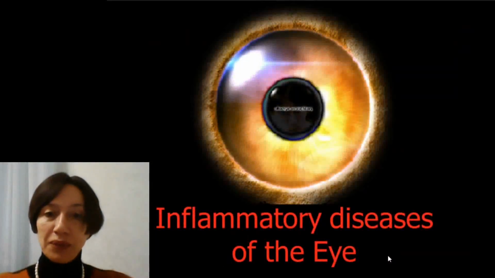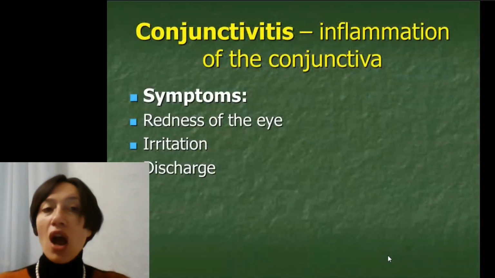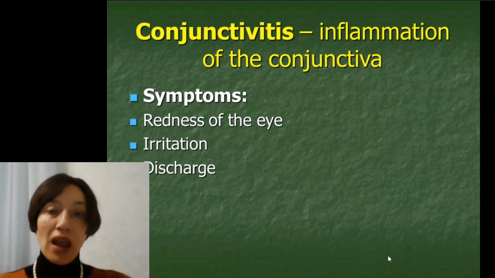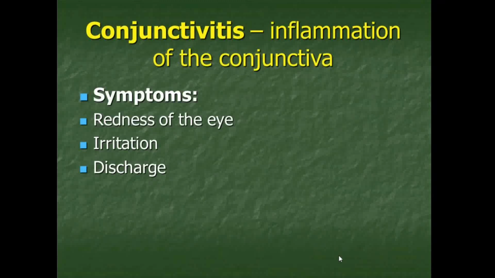Today's topic is inflammatory diseases of the eye. We start from the inflammatory disease of the conjunctivitis. 80% of all patients who come to ophthalmologists have conjunctivitis. So it's a rather frequent disease for young patients, for children, and for elderly patients also. Symptoms are very simple: redness of the eye, irritation, and discharge.